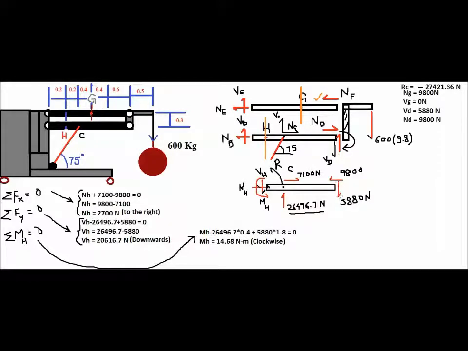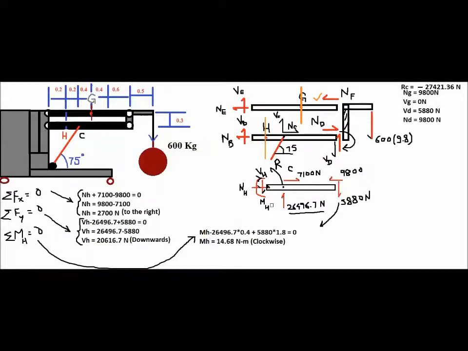And then we have another force acting downwards. This will create a clockwise, and this total distance is 1.8, so you multiply 1.8 and take it positive. When you do all this calculation, you get MH to be a positive moment of 14.68 Newton meter, and that is in the clockwise direction, so that is the wrong direction again. So it'll be like that, right? Let me get rid of this.